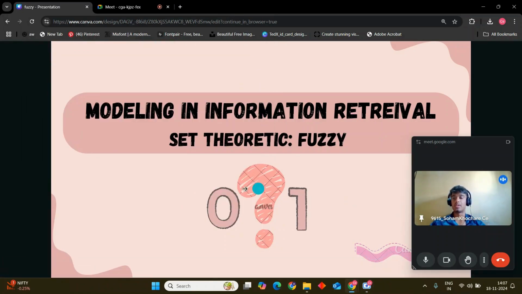Okay, so hello everyone. Welcome to this presentation on fuzzy models and information retrieval. Today we'll dive deep into how fuzzy logic is applied in information retrieval systems to enhance their performance and efficiency. By the end of this session, you'll understand how fuzzy models can deal with the ambiguity of user queries.